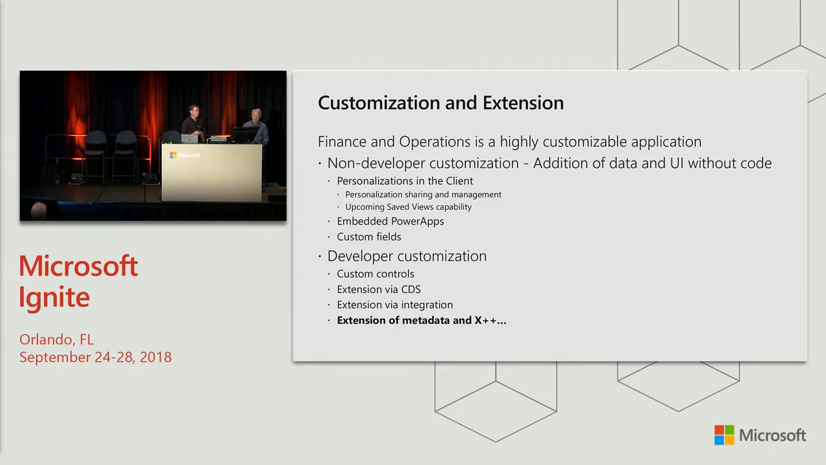You can create Power Apps, and you can embed those in the client. And you can create additional fields and do that in a non-developer way. You're doing that as data, and those get added as table extensions so that those are available on forms, the table, and even the entities as well. On the developer side of things, you can create custom controls. You can do extension via CDS, so you can work with CDS to have the data flowing out and then take advantage of that data by talking to CDS. And you can extend via integration. So you can set up integrations out to other applications and in that way extend the application. And then finally, you can extend using our extension capabilities for metadata and X++. And now I'll dive into those.